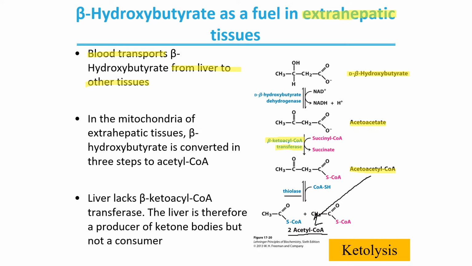Now this enzyme, the transferase enzyme, is particularly important, because the liver lacks this enzyme. Because the liver does not have this enzyme, the liver can only make ketone bodies, it cannot use ketone bodies, and this statement is written at the bottom here. Liver is therefore only a producer of ketone bodies, but it cannot consume them, or the liver cannot use them for energy purposes. Only other organs can use them, and this whole breakdown process of the ketone bodies to get energy from them is known as ketolysis.